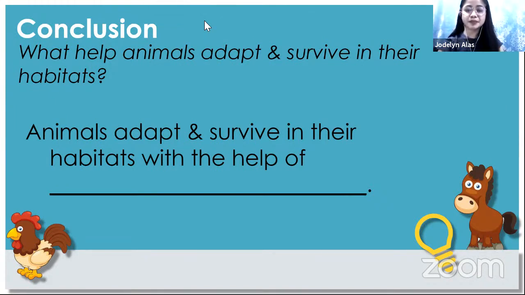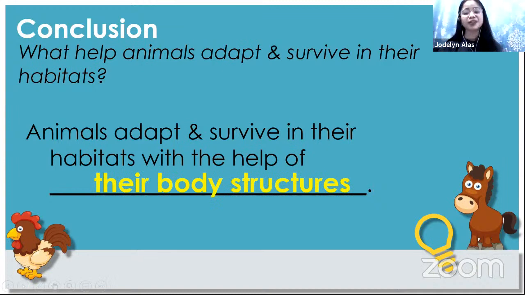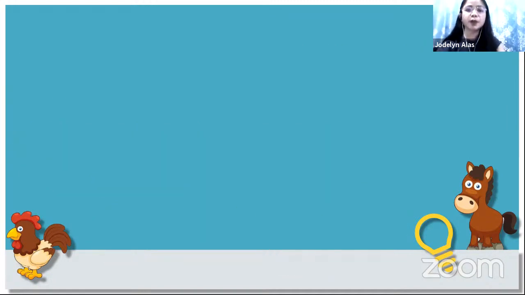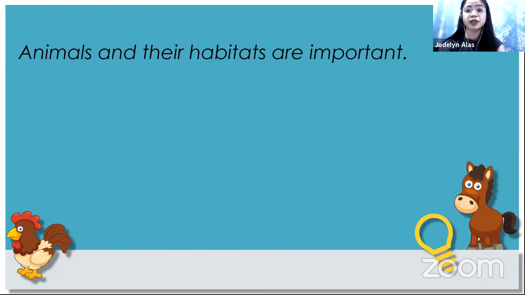Animals adapt and survive in their habitats with the help of their body coverings, teacher. Wow, very good. Body coverings. Any other idea? Maria Leia. Animals adapt and survive in their habitats with the help of their body parts. Wow, exactly. I will be giving these learners recitation points. Yes, children, animals adapt and survive in their habitat with the help of their body structure, the ones you call body parts. Congratulations.